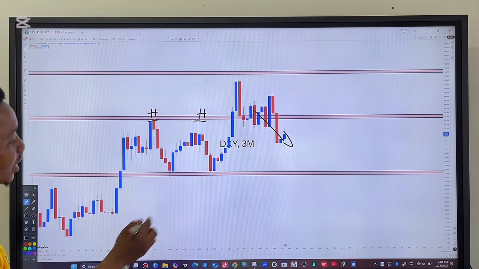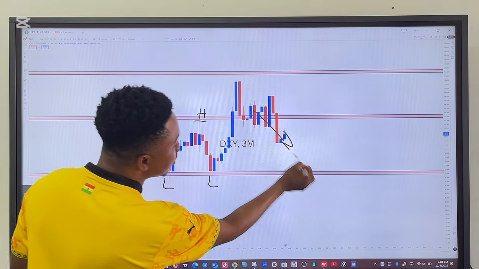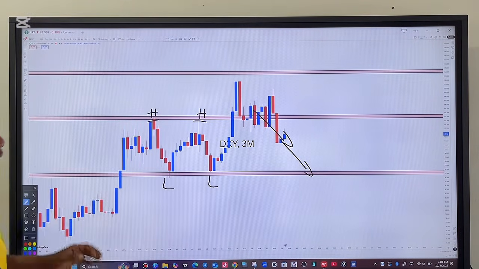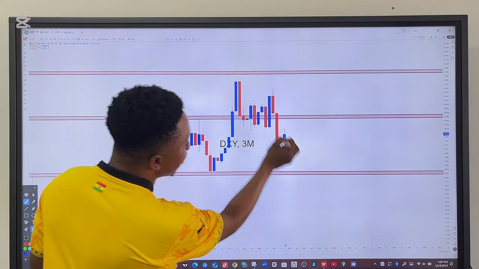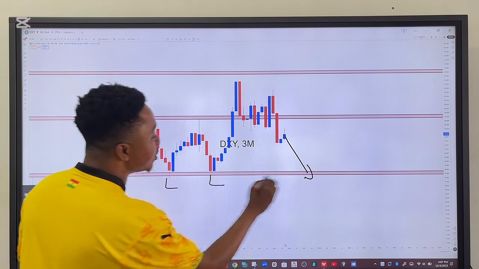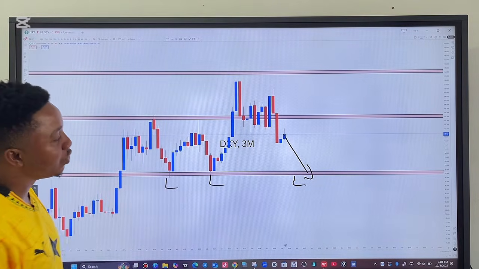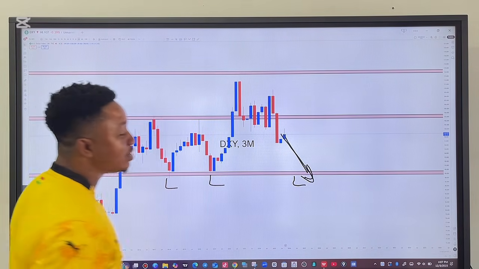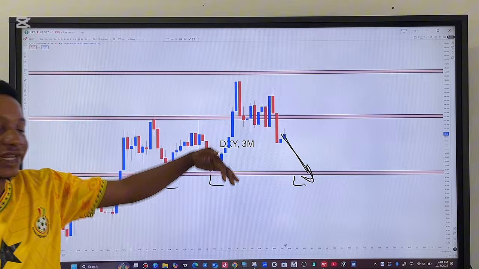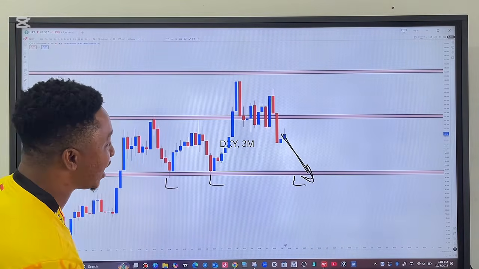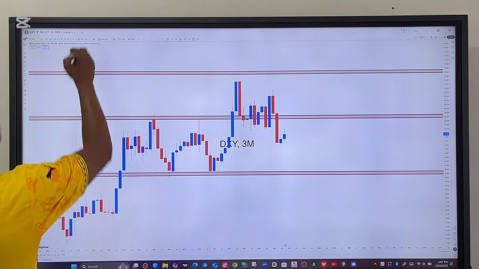So where is price going now? It is coming back to these equal lows. So DXY, we now understand that on the 3 months time frame, we are heading all the way down to this previous equal lows. So the question then is, how are we going to be able to pick entries to the downside of DXY as price is going down? Let's find out as we take it again to the monthly.